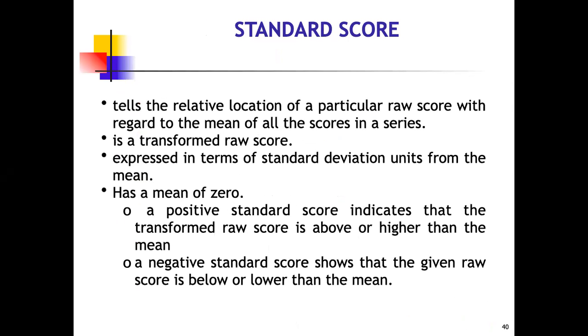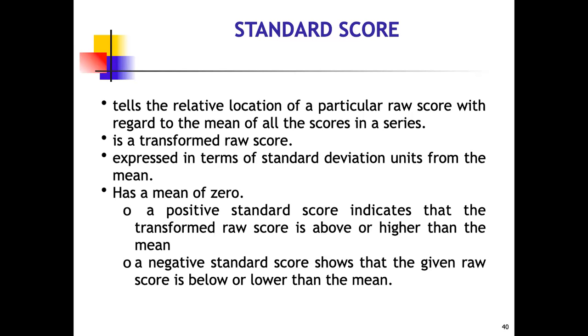The next application that we have is what we refer to as a standard score, which tells the relative location of a particular raw score with regards to the mean of all the scores in a given series. It is actually a transformed raw score, because we express it as our Z score, or standard score, which is expressed in terms of standard deviations or units from the mean. Now, we may end up with a positive standard score or with a negative standard score.